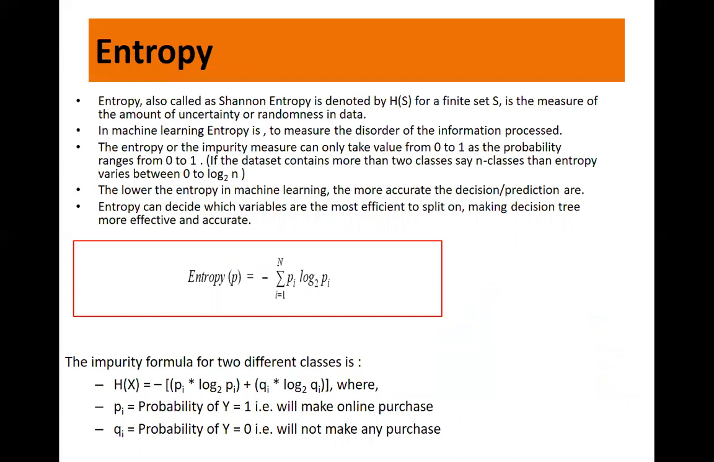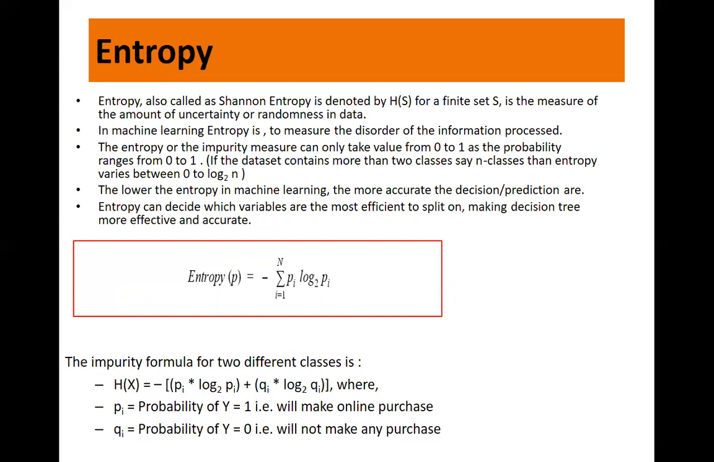Now let's look at entropy. Entropy is also called Shannon's entropy. It is denoted by H of S for a finite set S, right? It's the measure of the amount of uncertainty or randomness in the data. You already saw what uncertainty and randomness are. That is nothing but pure and impure data. Fine. So here entropy is also a measure of randomness. However, in machine learning, we use it to measure the disorder of the information processed. The entropy or the impurity measure can only take values from 0 to 1, as the probability ranges from 0 to 1. Fine.